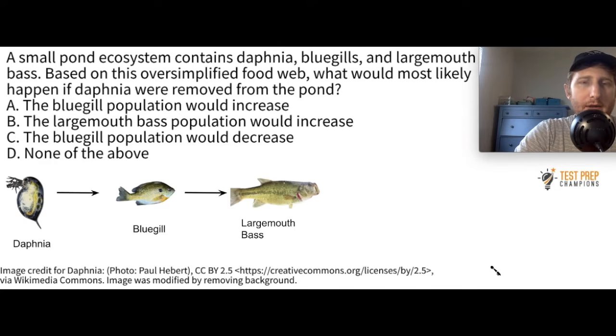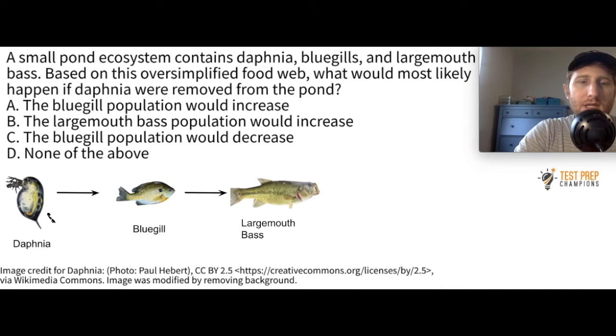A small pond ecosystem contains Daphnia, bluegills, and largemouth bass. Based on this oversimplified food web, what would most likely happen if Daphnia were removed from the pond? A. The bluegill population would increase. B. The largemouth bass population would increase. C. The bluegill population would decrease. Or D. None of the above.